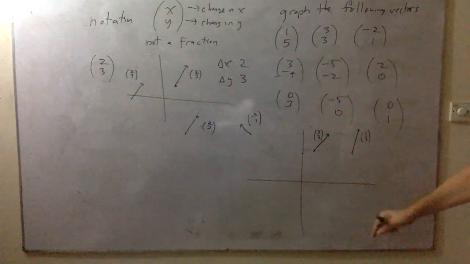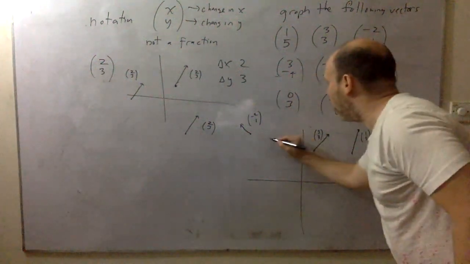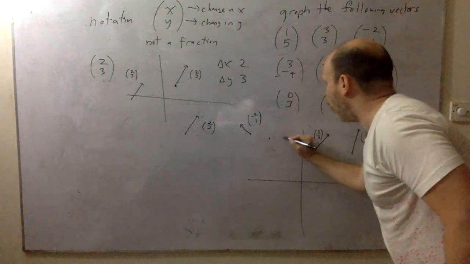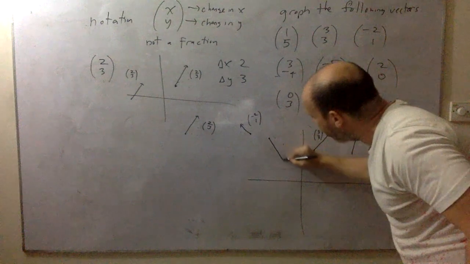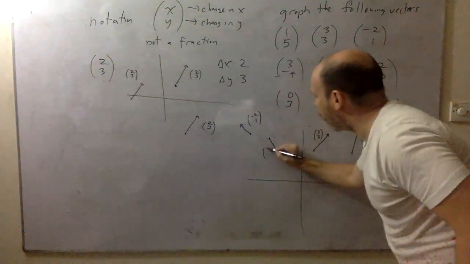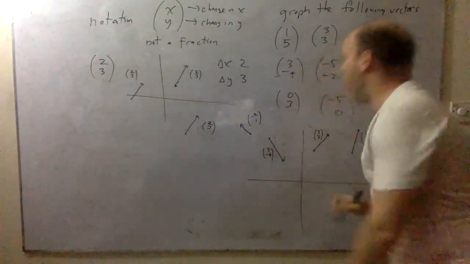How about another one? How about 3, -4? Let's start here. Let's see, 1, 2, 3, 1, 2, 3, 4. This vector represents 3, negative 4.